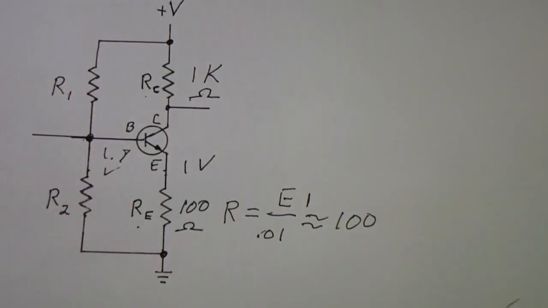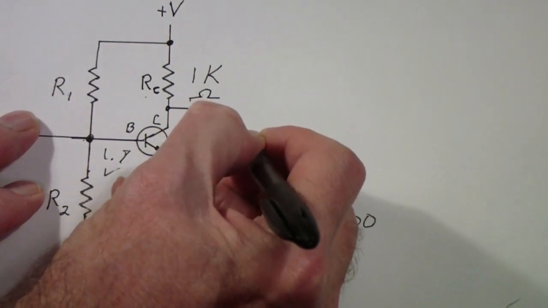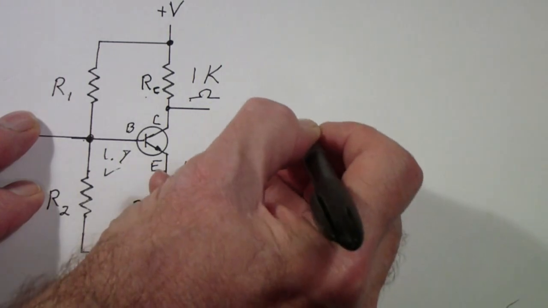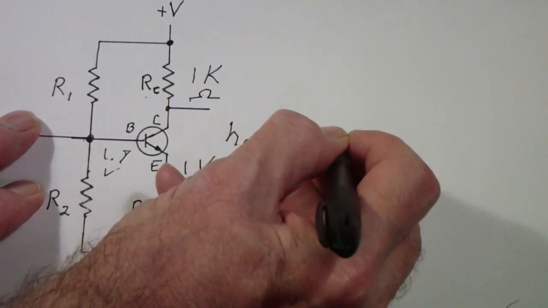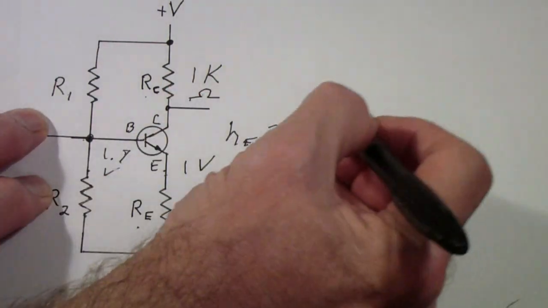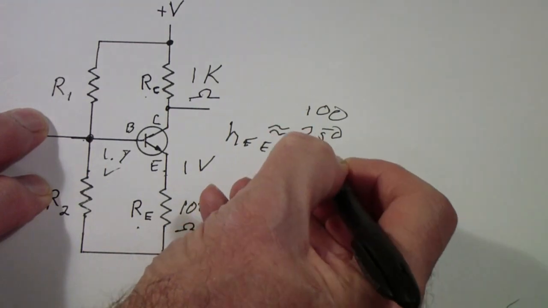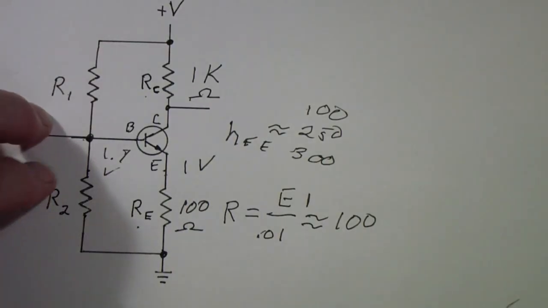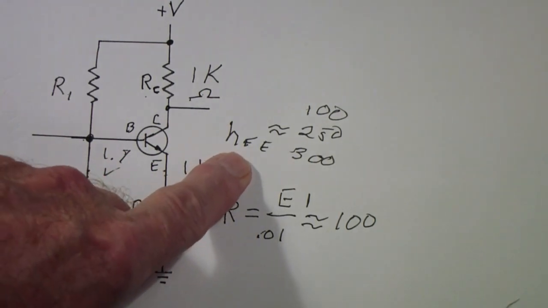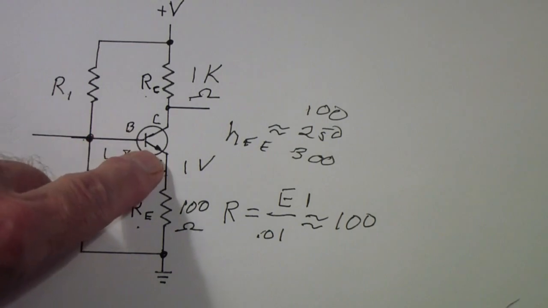For this transistor, we're assuming that HFE is about 250. But we saw on the data sheet that it can be as low as 100 and as high as 300. So what's HFE? Well, it's just a complicated term for the gain, the current gain of this transistor.